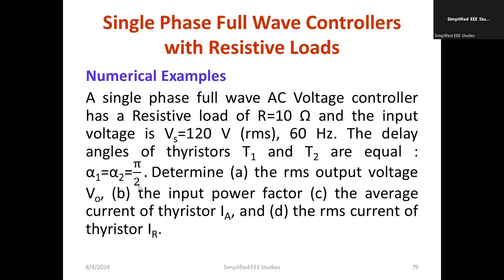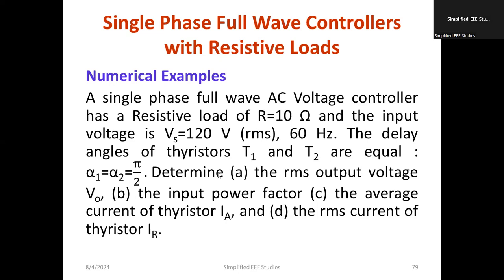You can read the numerical example: a single-phase full-wave AC voltage controller has a resistive load of R equal to 10 ohm and the input voltage is 120 volt. It is in RMS, root mean square value, and the supply frequency is 60 Hz. The delay angle of thyristors T1 and T2 is pi by 2.